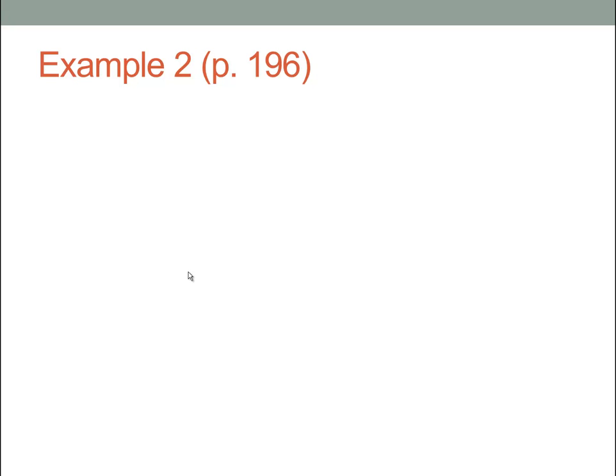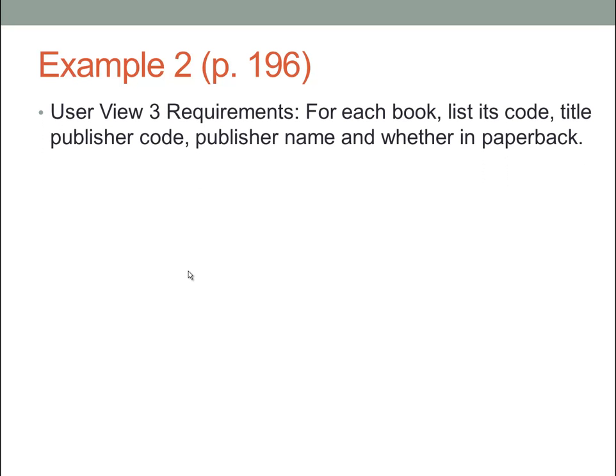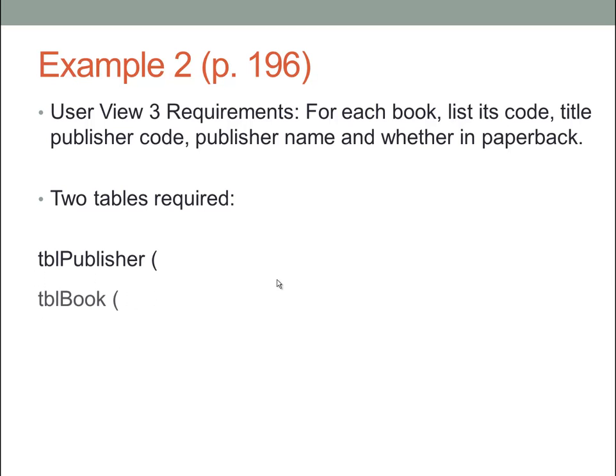Then I go and meet with a third group of users. They tell me when I leave there, I've determined that for each book, I need to know the code, the title, the publisher code, the publisher name, and whether or not that's in paperback. I come back and try to determine the collection of tables needed to meet this user view, and I determine that we need two tables. We need a table for publisher and another table for book.